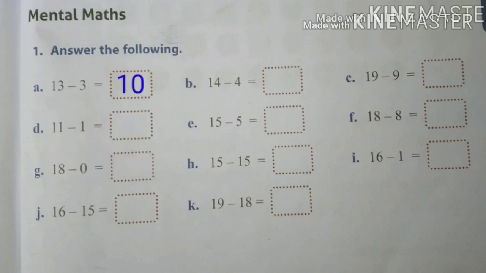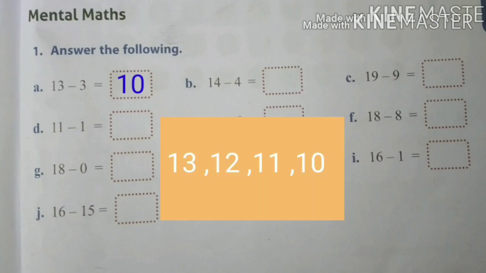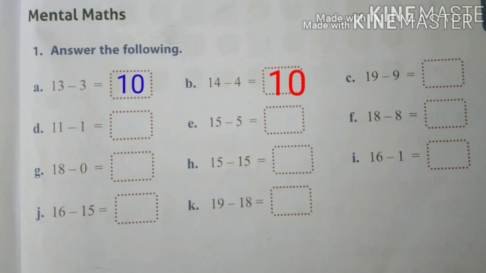Okay children? Let us solve the next problem. 14 minus 4. Here also we will keep the number 14 in our mind and will take the smaller number, that is 4, in our fingers. Then count backward from 14, that is 13, 12, 11, 10. That is 14 minus 4 is equal to 10.